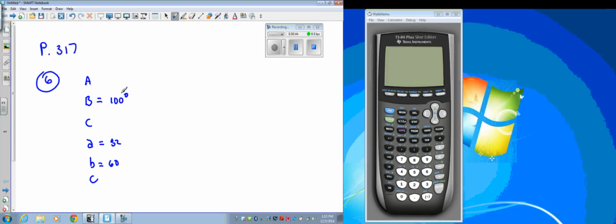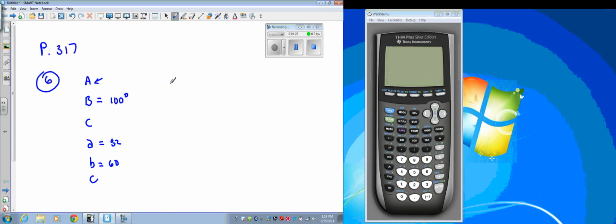Now notice that we have 2 sides and a not included angle. That would be what we're working with today. If we had side C, then we'd have side angle side, right? And that would be what we're going to talk about in the next section. So now we have enough information to use the law of sines to figure out what angle A, capital A, is, this one.